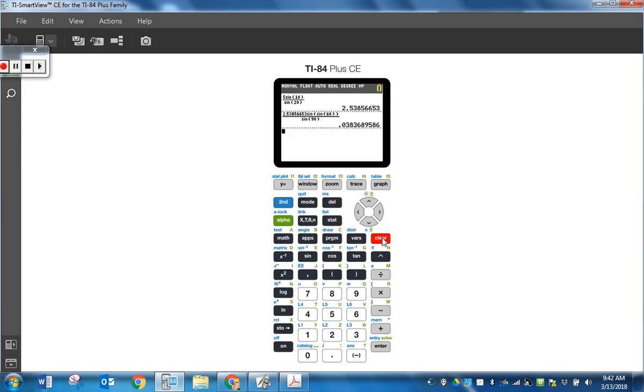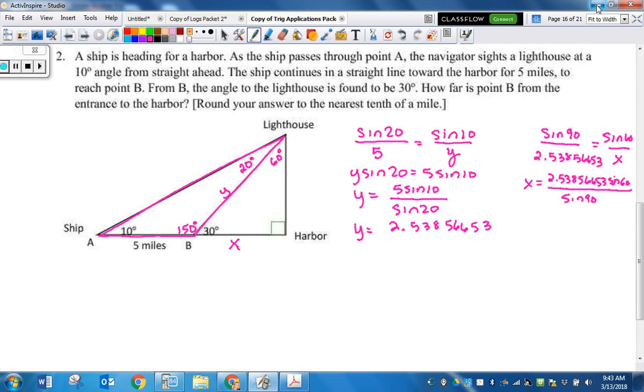Oh, I got double signs there. There it is. All right, try again. You guys are getting careful about that one. All right, I need to slide back up and get my value. So, 2.5385663 times sine 60 over sine 90. Enter. All right, that was fine. 2.19, and they told me to round to the nearest tenth, so 2.2 would be my final answer.